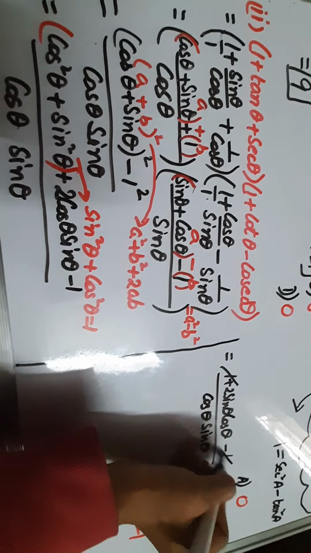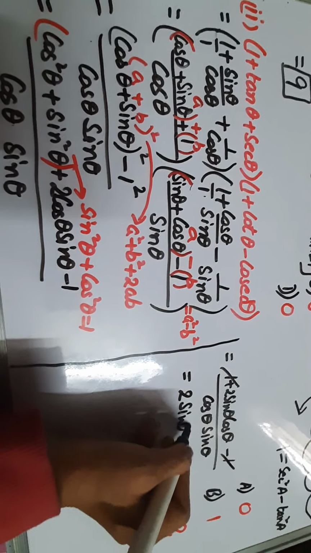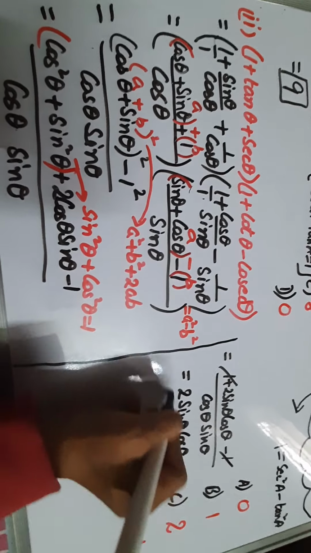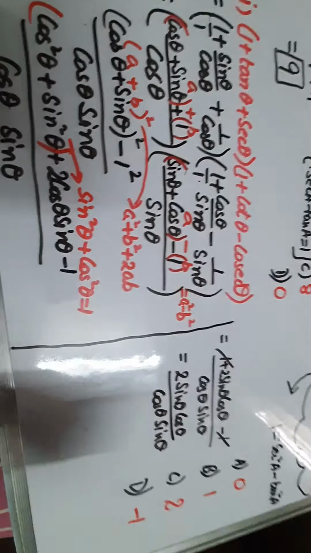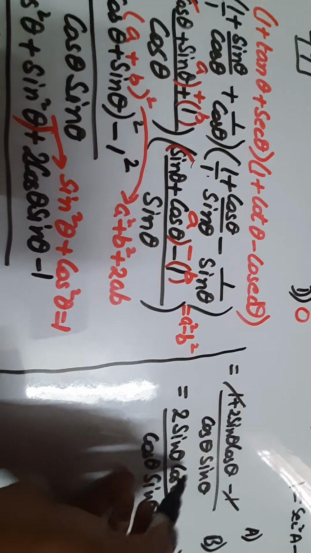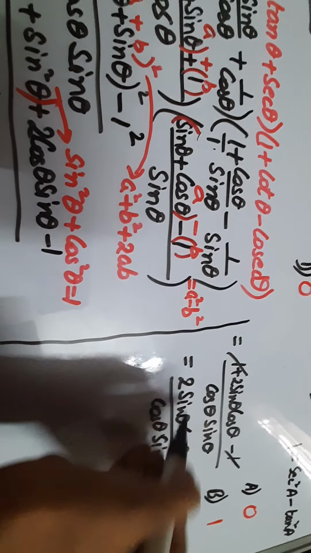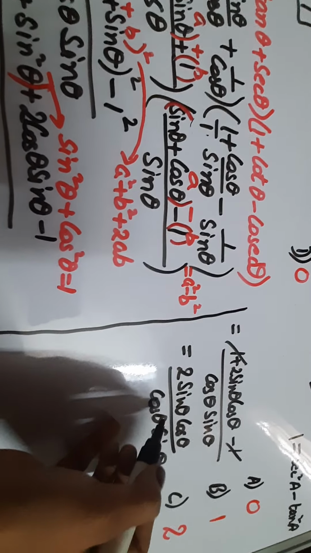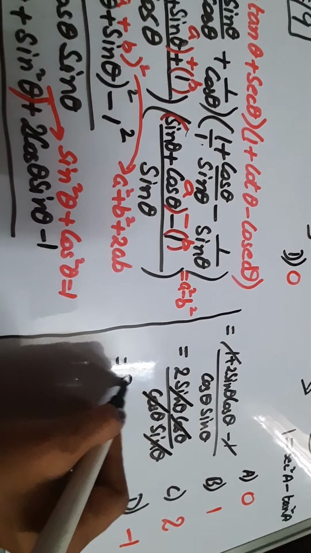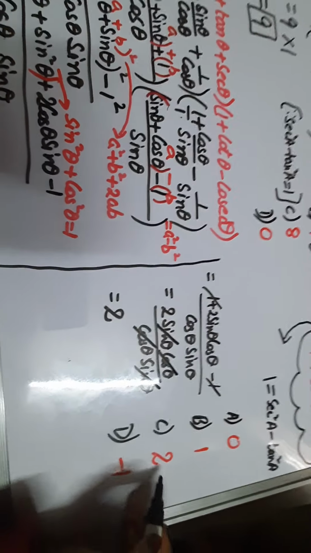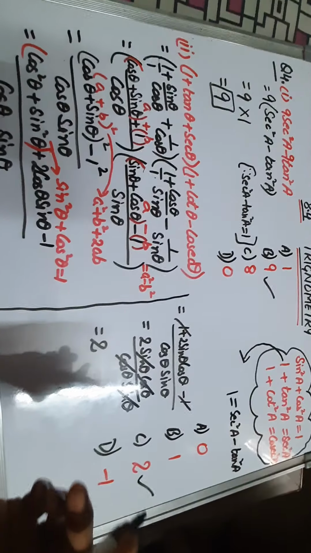Now this plus 1 minus 1 gets cancelled out. We're left with 2 sin theta cos theta upon cos theta into sin theta. Now dear students, we can cancel them because complete multiplication is there. In the denominator it is multiplication, in the numerator multiplication, nothing is added or subtracted. So we can cancel out cos by cos and sin by sin. We're left with the value 2. So which is the correct option? Option C will be the correct option to our question.